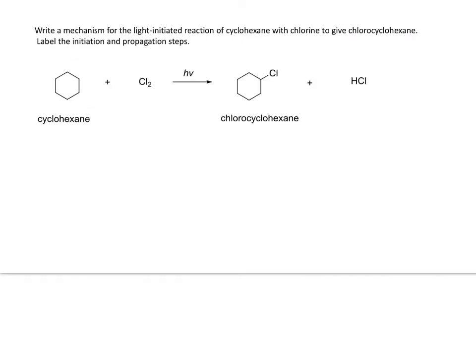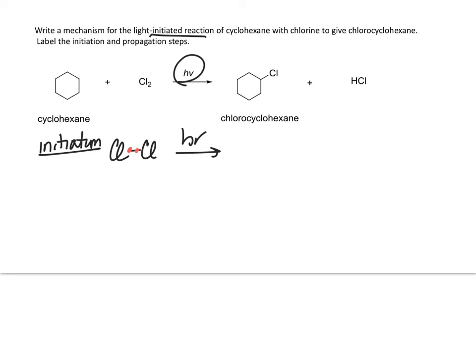This problem asks you to write a mechanism for the light-initiated reaction of cyclohexane with chlorine to give chlorocyclohexane. So when you do a mechanism for a free radical, they only really need you to give the initiation step and the propagation step. So in the initiation step, you got to generate the free radical. So the light energy here generates the free radical, and you do want to show your movement of electrons.